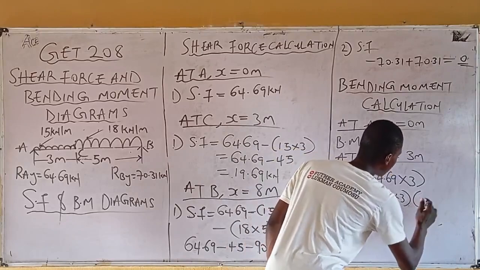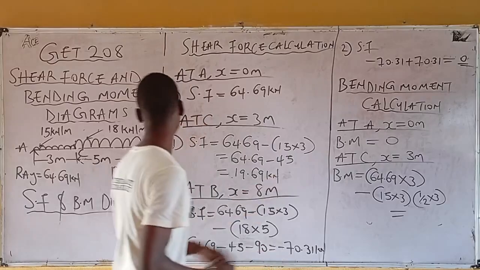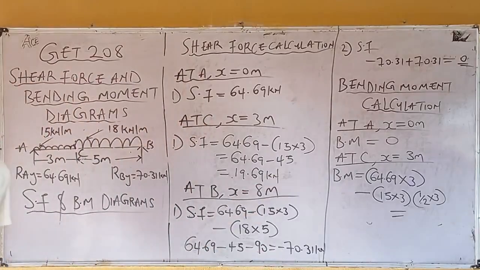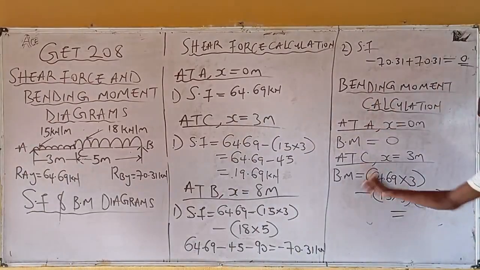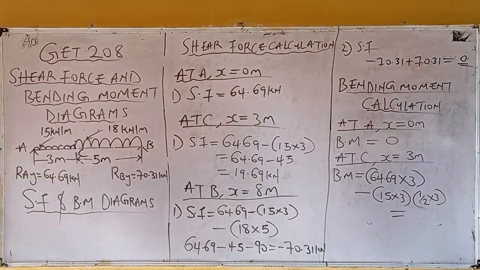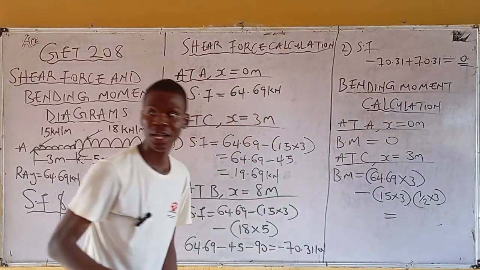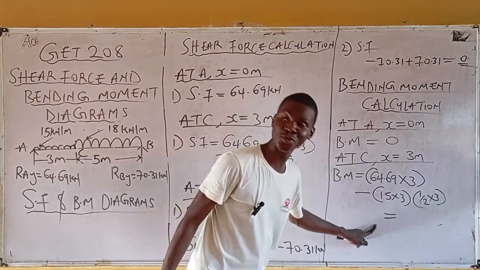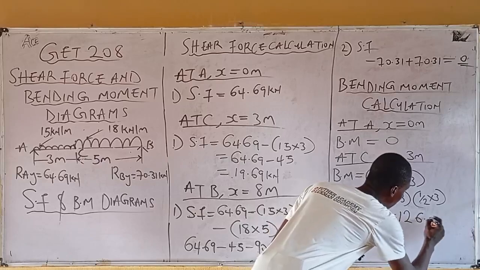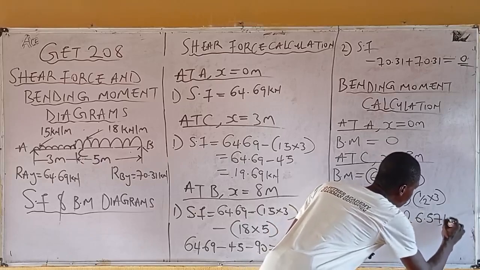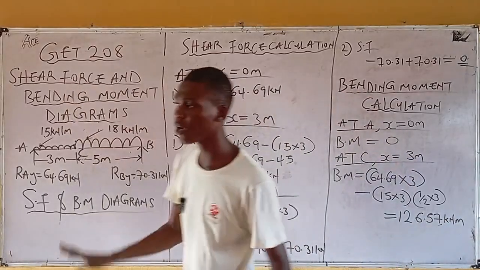How do you get 1.5? Give me the total value of this. 126.57. Please, I'm begging you, input your values into the calculator very well. The product of all this is 126.57. Are you sure? What will be the unit? Kilonewton. Now at B, without solving, what's the value of the bending moment?